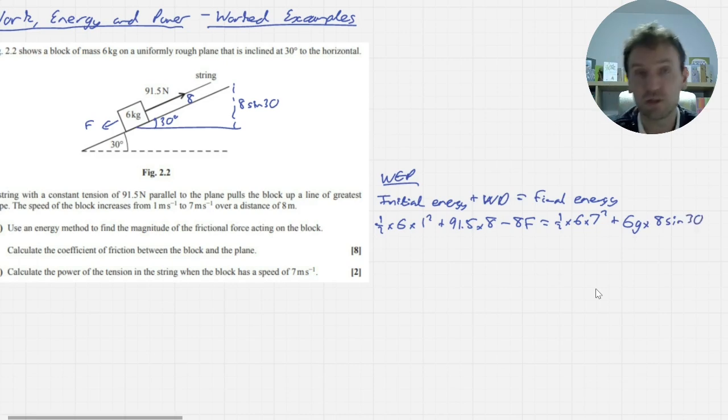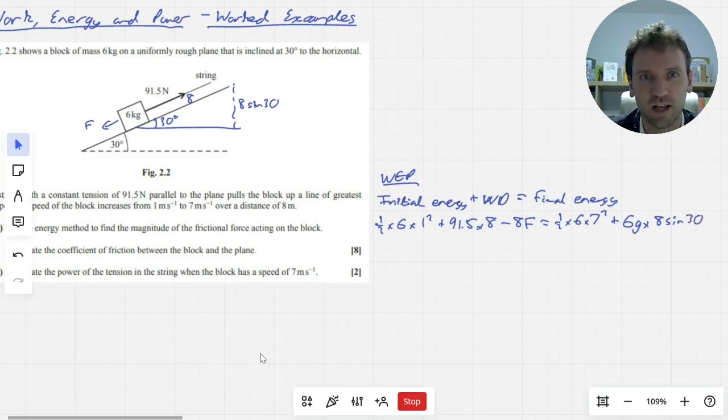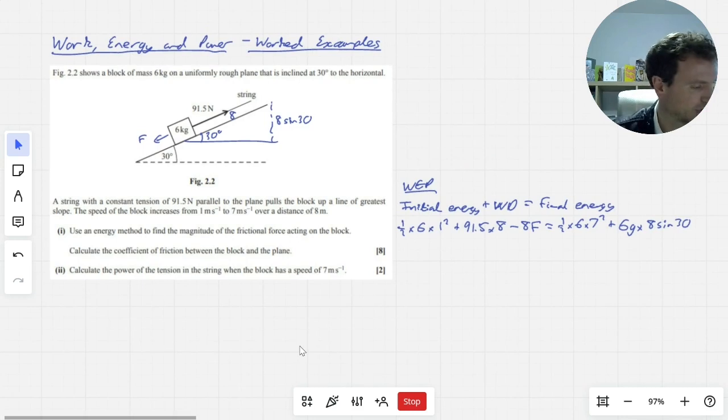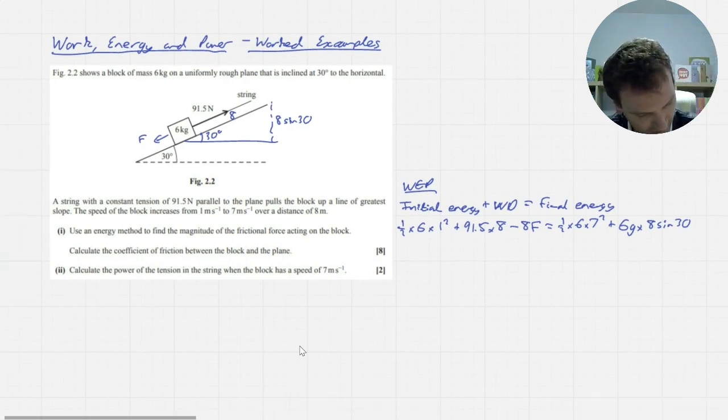And at this point, we just have an equation in terms of F to solve. I'm not going to worry too much about going through and solving that. You can all solve that equation. And we end up getting F equals 44.1 newtons.